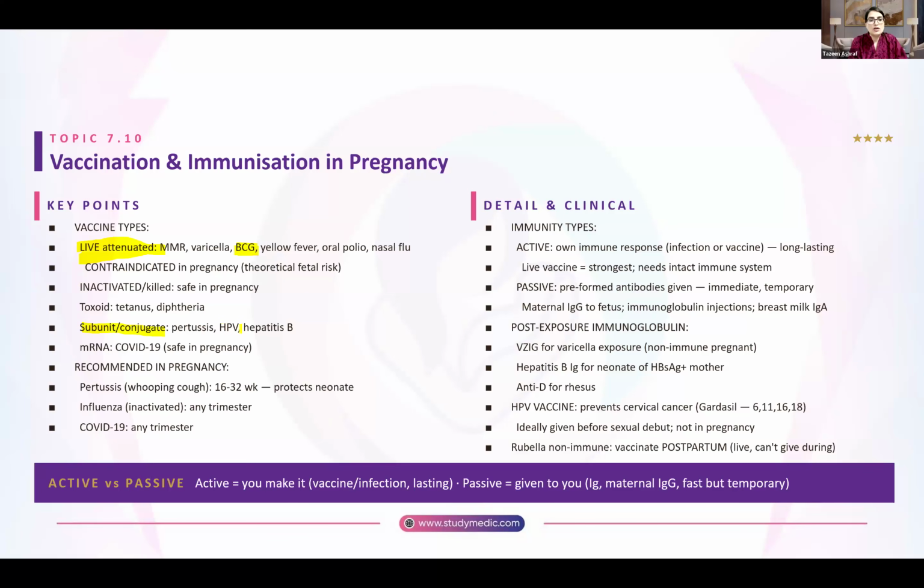Among these, HPV is your exam question. Among these, tetanus is also your exam question: tetanus is which type of vaccine? Inactivated. BCG is which type of vaccine? That is live attenuated. HPV is a subunit vaccine. These are exam-tested recall questions which have been previously asked in the exam.